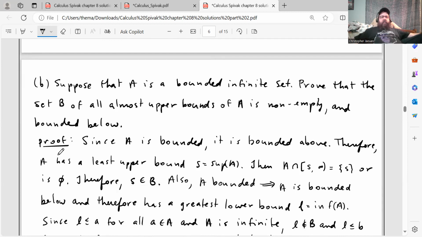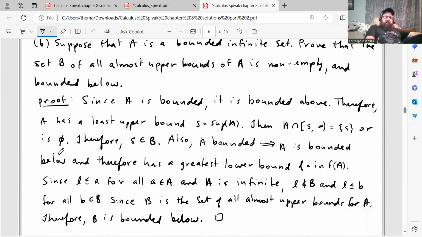Part B says, suppose that A is a bounded infinite set. Prove that the set B of all almost upper bounds of A is non-empty and bounded below. So here's the proof. Since A is bounded, it's bounded above, right? Bounded means bounded above and bounded below. Therefore, A has a least upper bound, which I'm calling S. So S is the supremum of A. Then A intersect the interval from S to infinity, where S is included, contains just S, or it's empty. Therefore, S is in the set B.